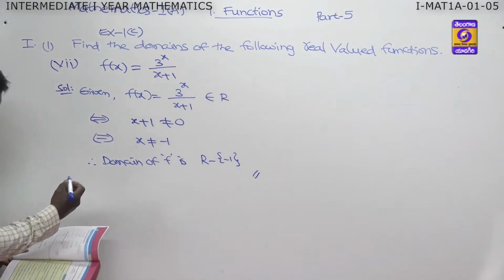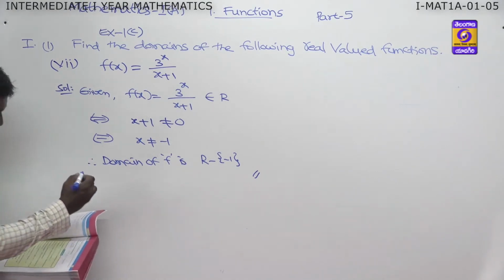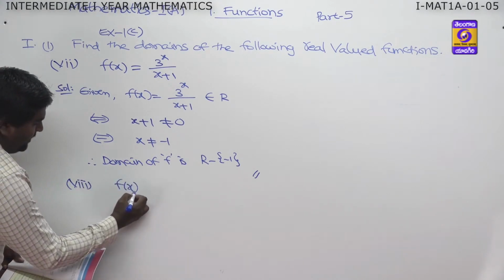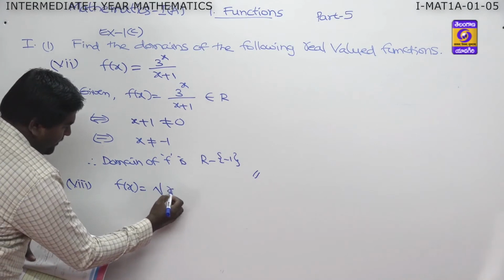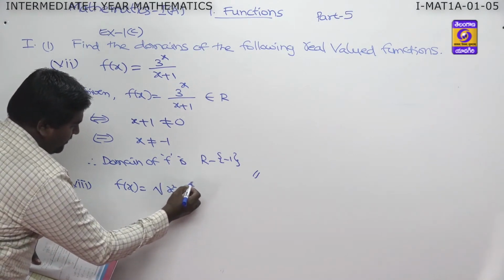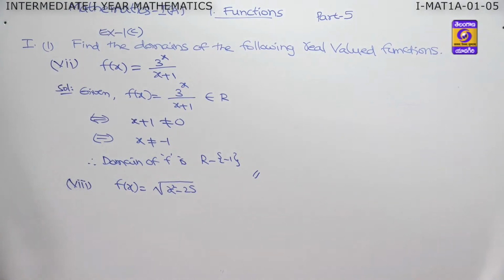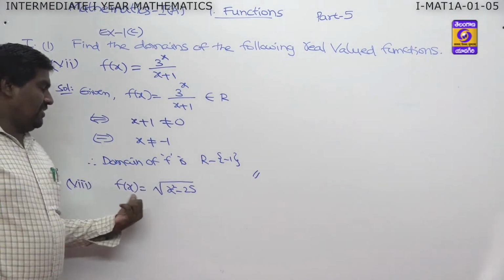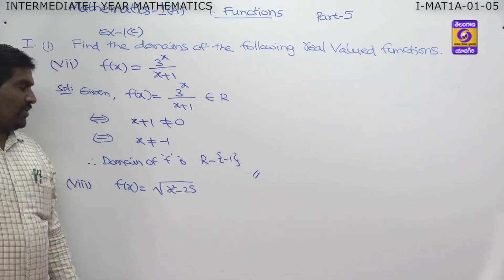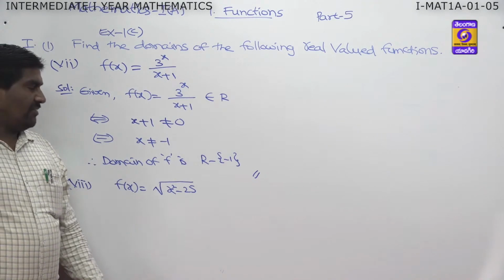Next, take the 8th one. f of x is equal to square root of x square minus 25. Given real valued function is f of x is equal to square root of x square minus 25. So we have to find the domain for this real valued function.